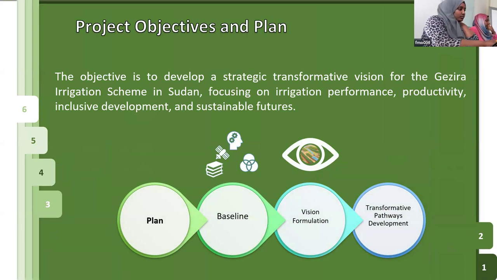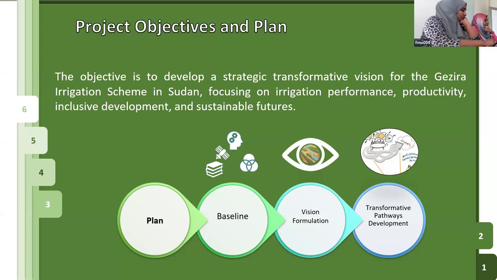This project is aiming to contribute to sustainable production for the Gezira Irrigation Scheme through crafting a strategic transformative vision for the scheme. This vision will focus on enhancing the irrigation performance, boosting productivity, promoting inclusive development, and ensuring sustainable futures. Key activities for the project include drafting a comprehensive baseline document, integrating research findings, collecting future visions by consulting various groups and individuals, creating transformative pathways, and effectively communicating findings to a broad audience at each step.